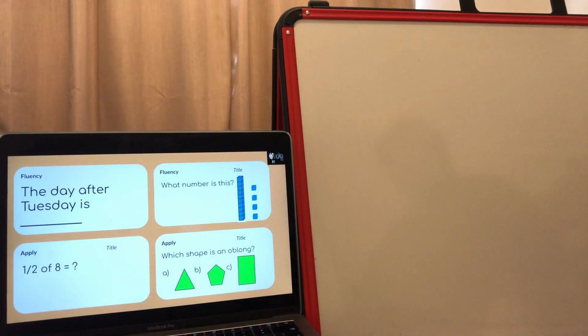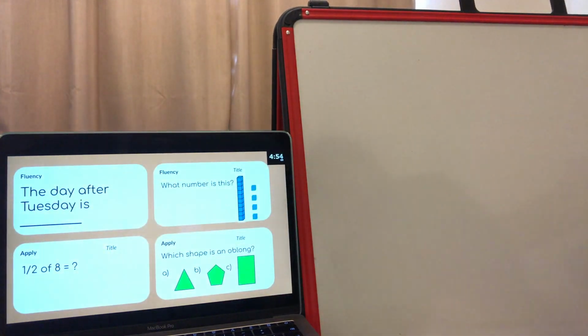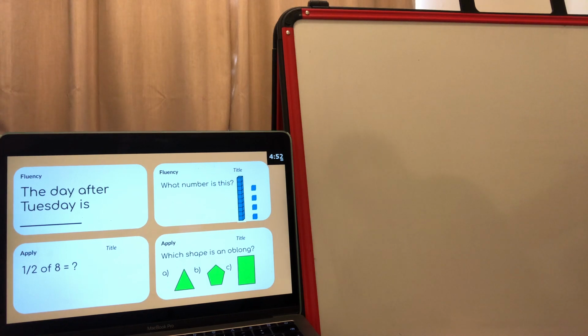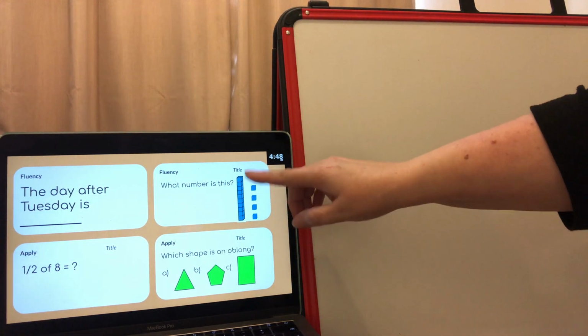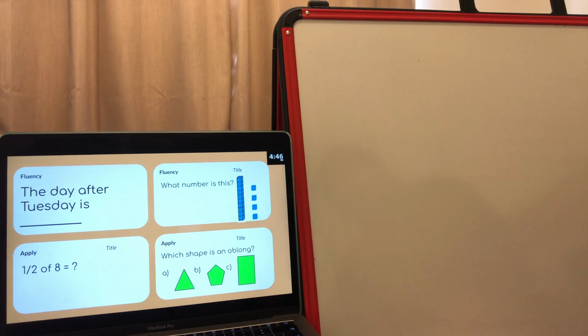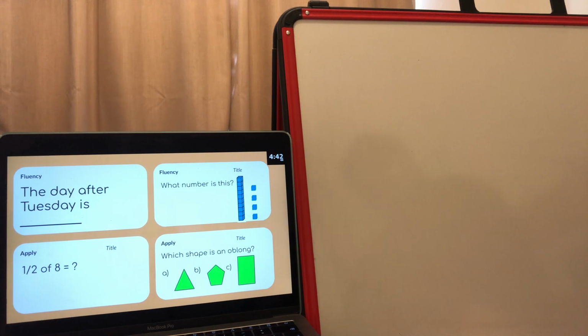Here's our retrieval questions. First one is something we did yesterday, isn't it? The day after Tuesday is, can you write down just the day that comes after Tuesday? What number is this? Look, it's ten and ones. 1/2 of 8 equals what? And which shape is an oblong? Give yourself 5 minutes to do these and then turn the video back on to find the answers.